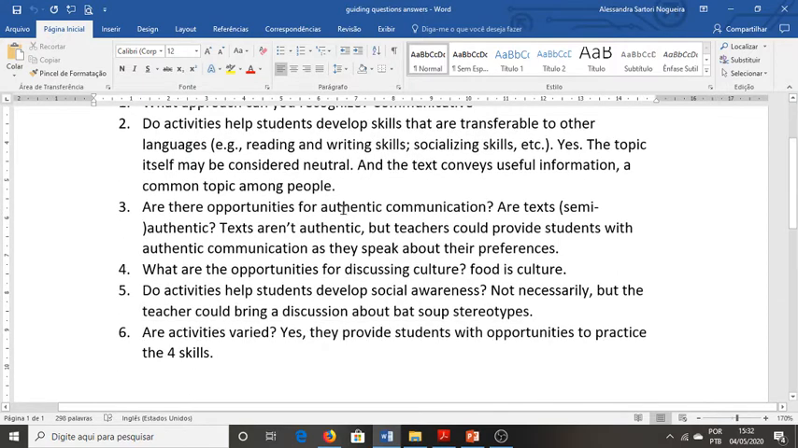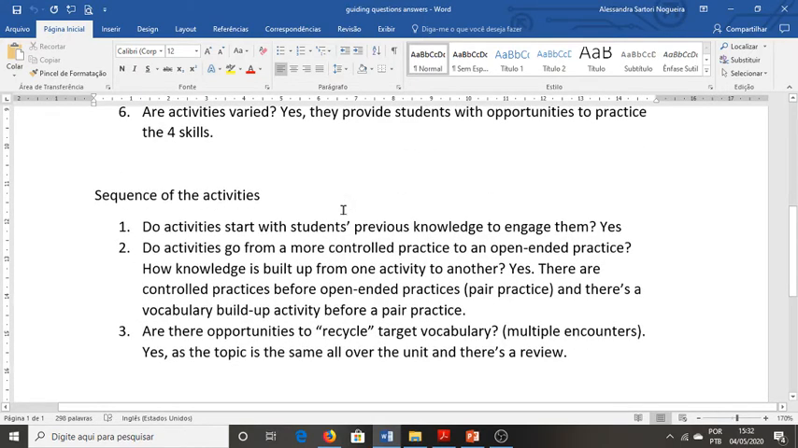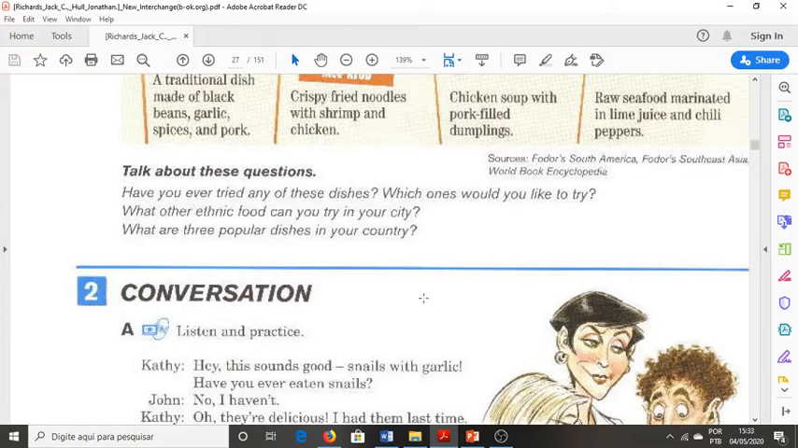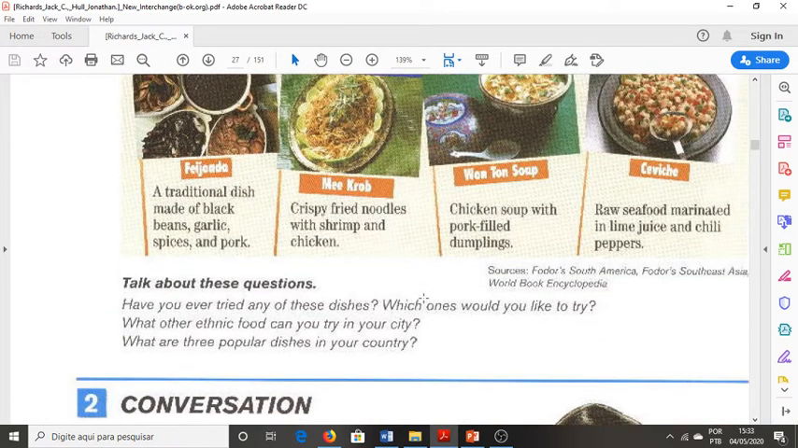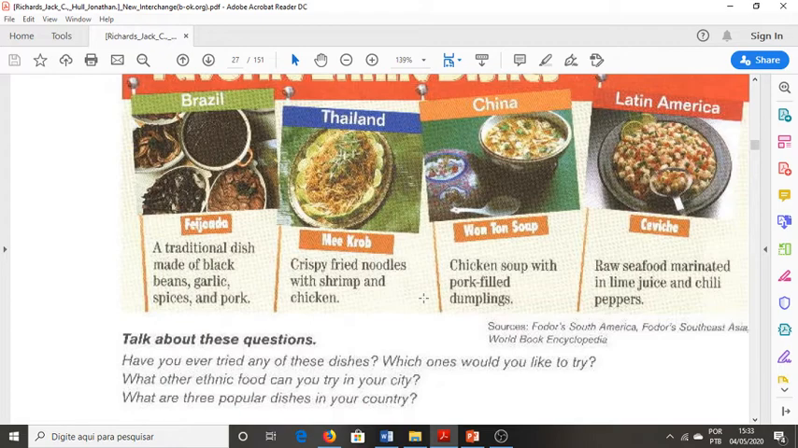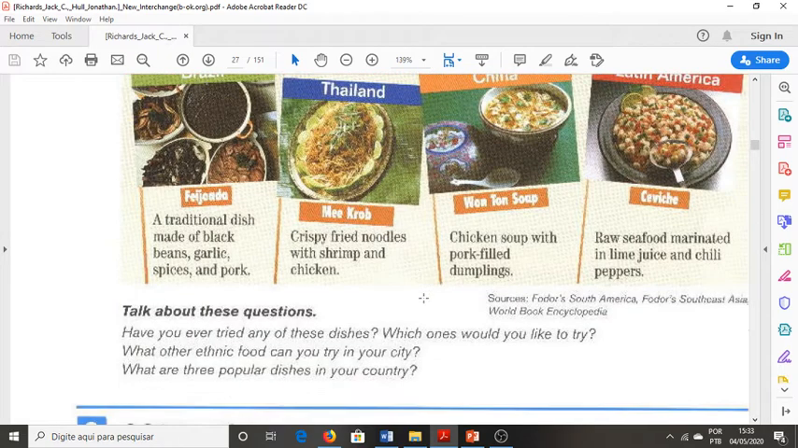Well, these were questions about the overview of the unit. Now, about the sequence of the activities. Question number 1 is, do activities start with students' previous knowledge to engage them? So yes, let me go back to the book. The book here starts with what we call pre-teaching or warm-up activities.